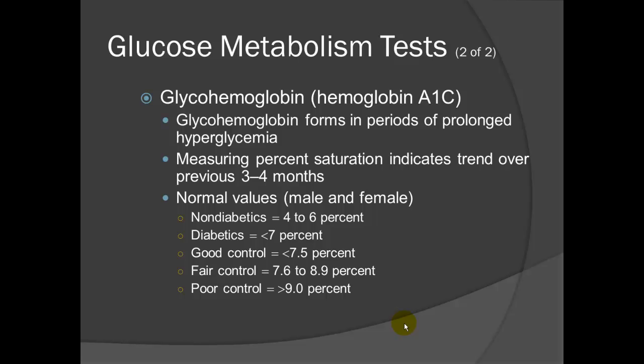Normal values for male and female are as follows. Non-diabetics, about 4 to 6%. In diabetics, they should be trying to get their A1C below 7%. If they're under good control, their A1C is going to be below 7.5%. If they have fair control, 7.6 to 8.9%. If they have poor control, it's going to be greater than 9%.